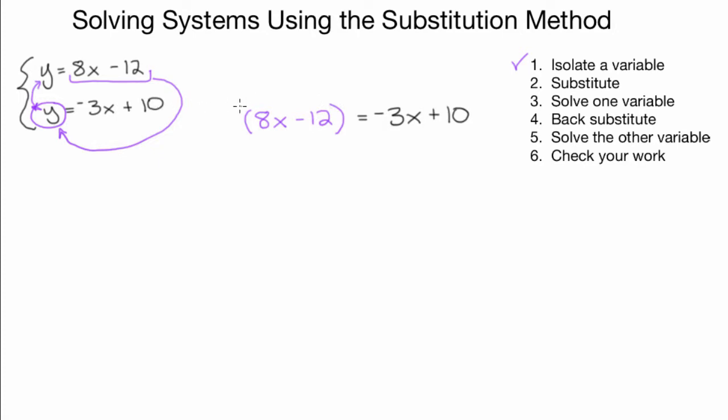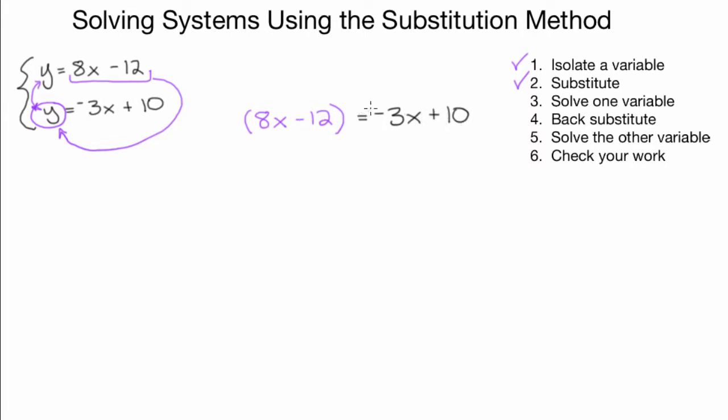Hopefully you can see why we call it the substitution method. We substitute one part of one equation into the other equation to end up with this one big super equation. So we just did substitution right there. Let's look more closely at what we have now. We have one equation: 8x minus 12 equals negative 3x plus 10. That's one equation, and there's only one variable.